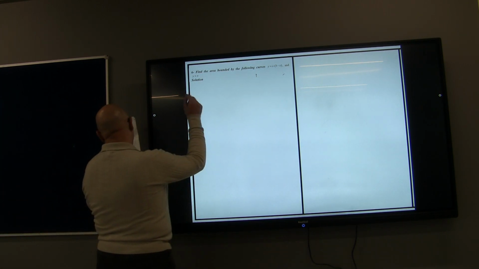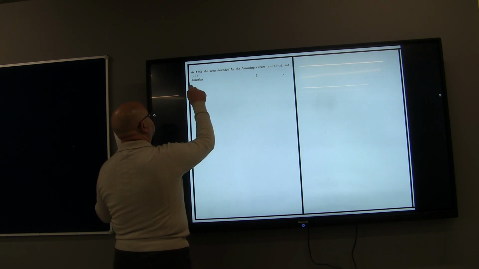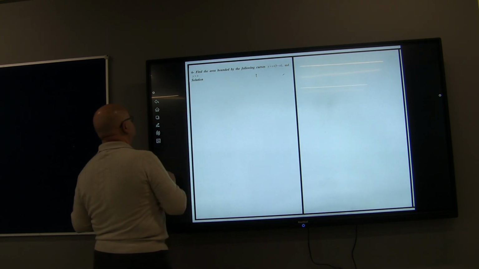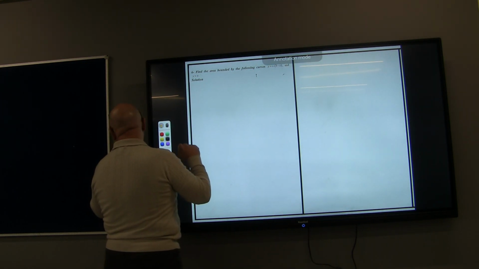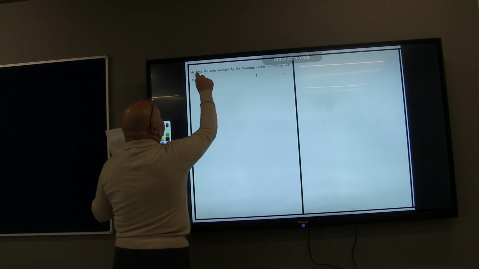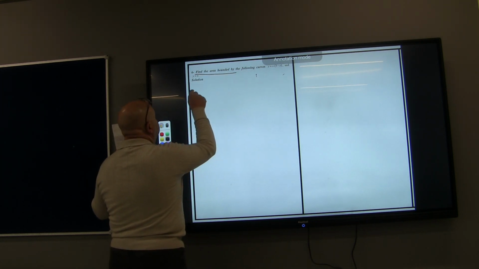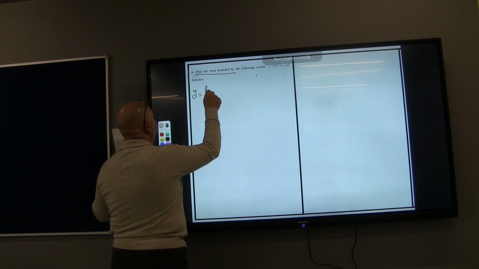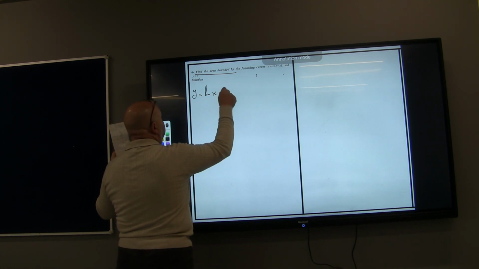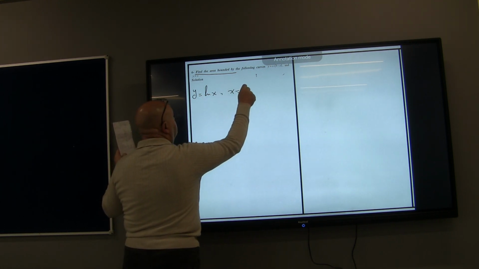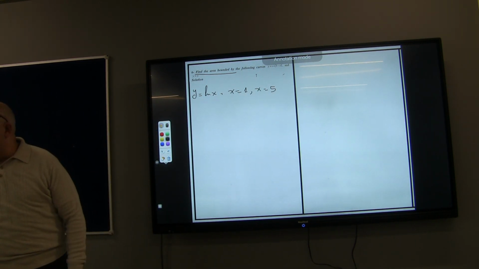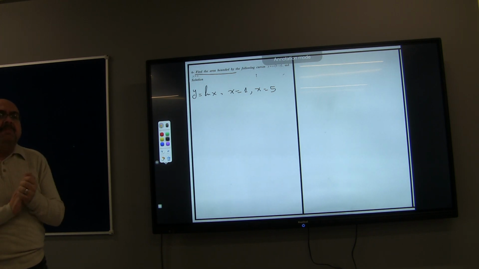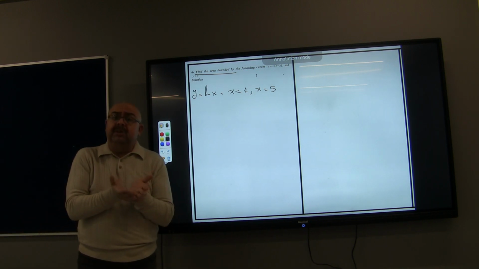Find the area bounded by, let's say, y equals ln x, x equals 1 and x equals 5. I want to get the area bounded by these terms. First step, to integrate, we need to sketch the area of integration and identify it.